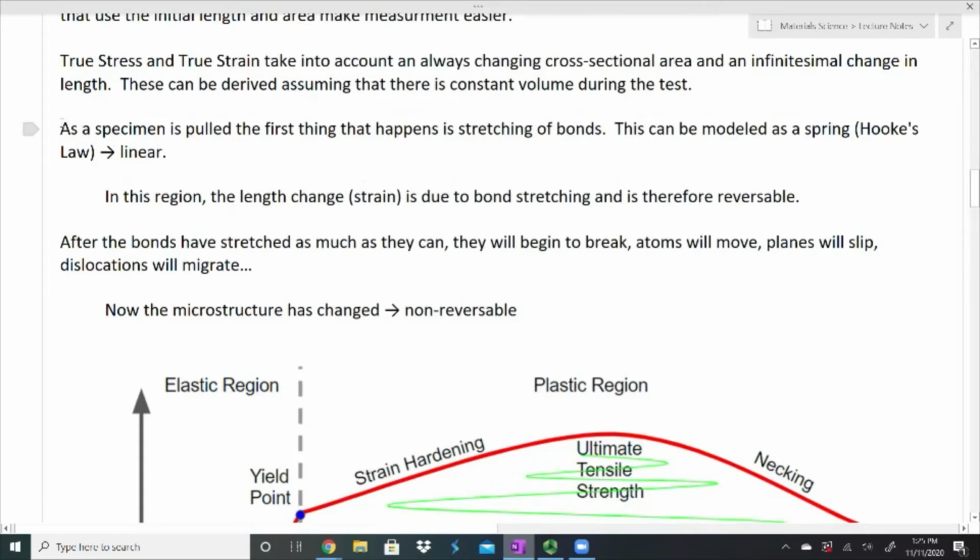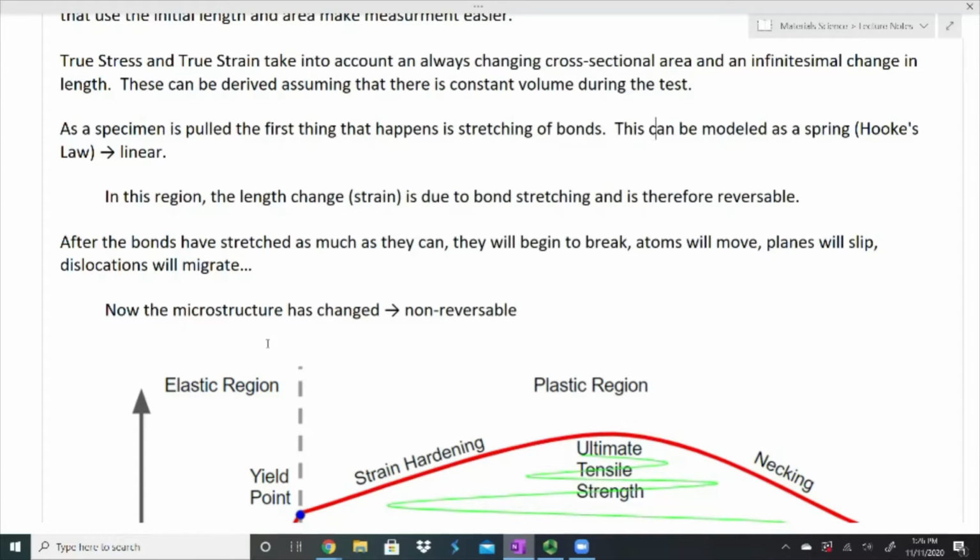And we got to the point where as a specimen is pulled, the first thing that happens is the bonds stretch, and this acts like a spring, acts like Hooke's law, and therefore is linear. So in this linear region, where all that's happening is we're having these stretched springs, these stretched bonds, the length will change. It will strain, and it's due to bond stretching only. And since we're doing nothing more than just stretching a spring, what happens when we take a force off of a spring? It goes back to its original shape. And so if I'm straining something in this linear region where bonds are just stretching, it is reversible.